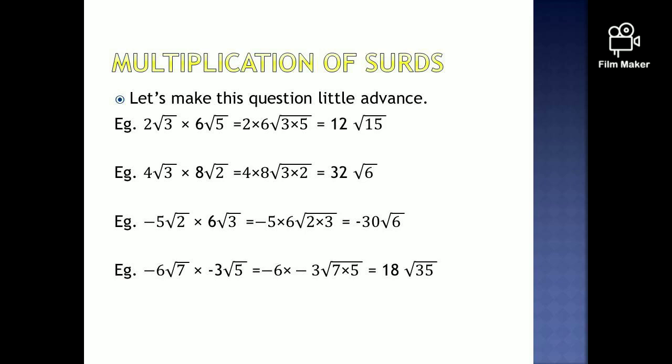There is another thing we have to be a little bit vigilant about. What do we mean by this 12 root 15? That means 12 into root 15. 32 root 6 is 32 into root 6. Minus 30 root 6 means minus 30 into root 6. 18 root 35 means 18 into root 35. There is a multiplication between these terms, but it's invisible because when we write this expression, we use the same technique we used with algebraic simplifications.